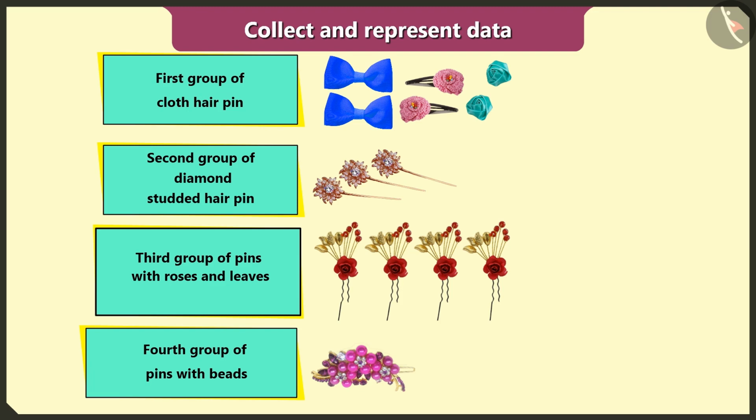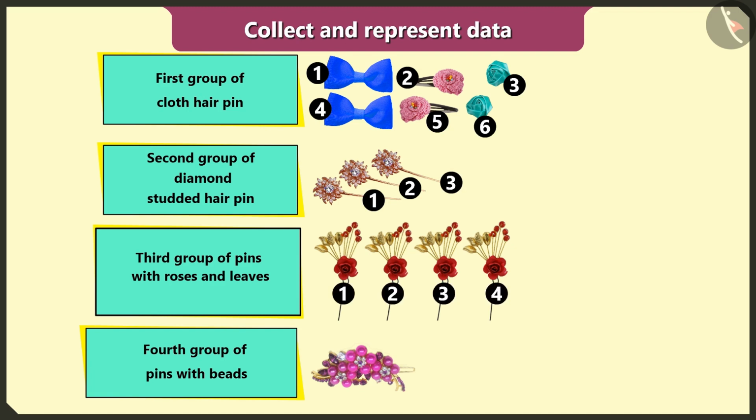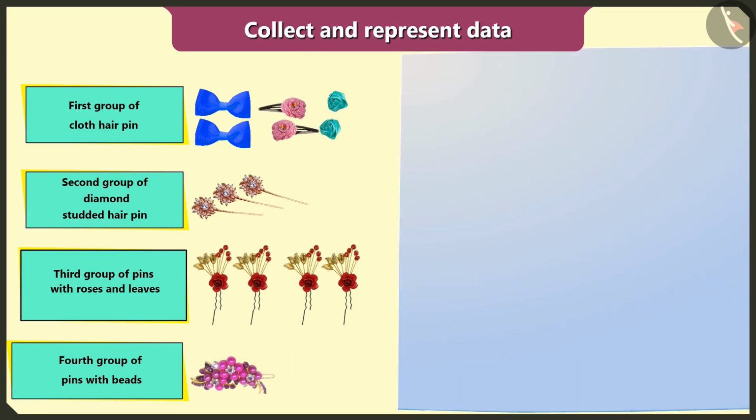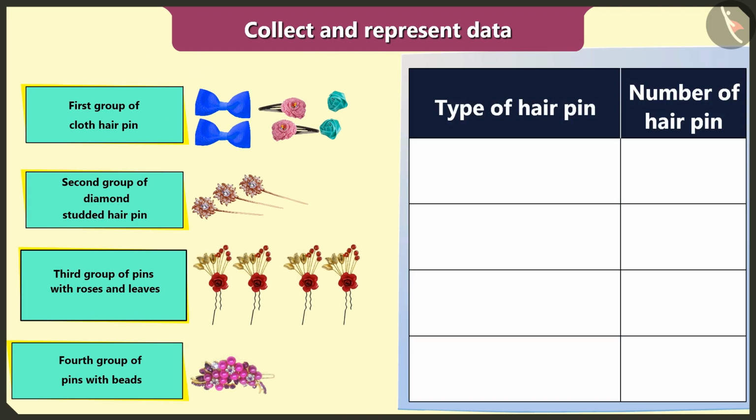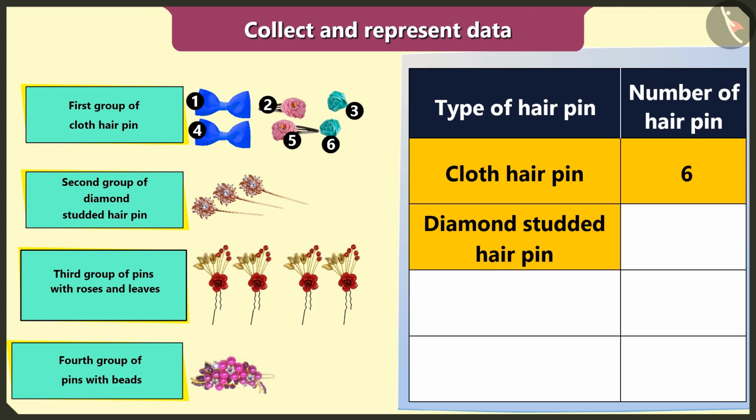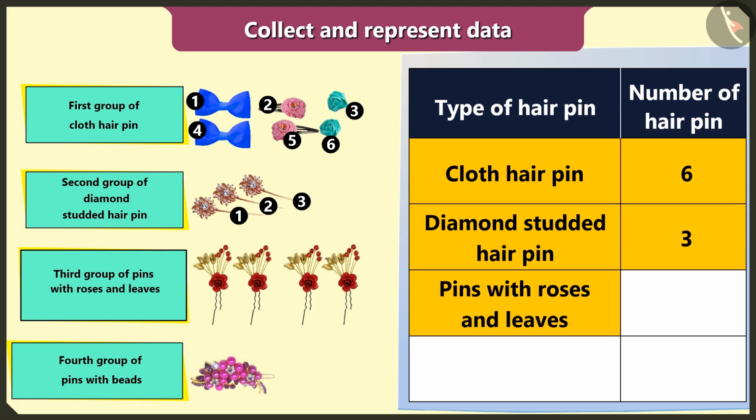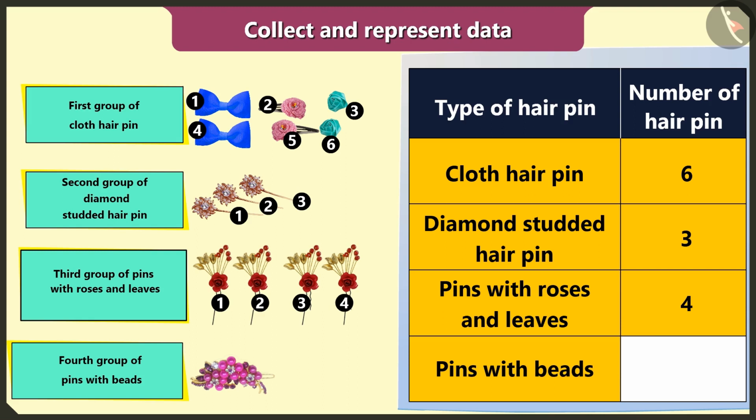I have 6 hairpins made of cloth, 3 diamond-studded hairpins, 4 hairpins with roses and leaves, and 1 big hairpin with beads. Now I will represent all the data by making a table like this. The number of cloth hairpins is 6. The number of diamond-studded hairpins is 3. The number of hairpins with roses and leaves is 4. And the hairpin with beads is 1.